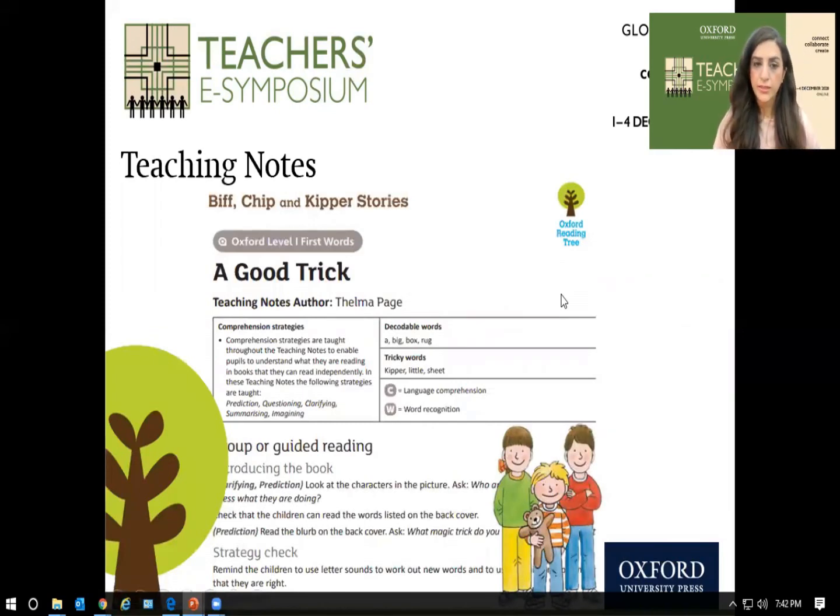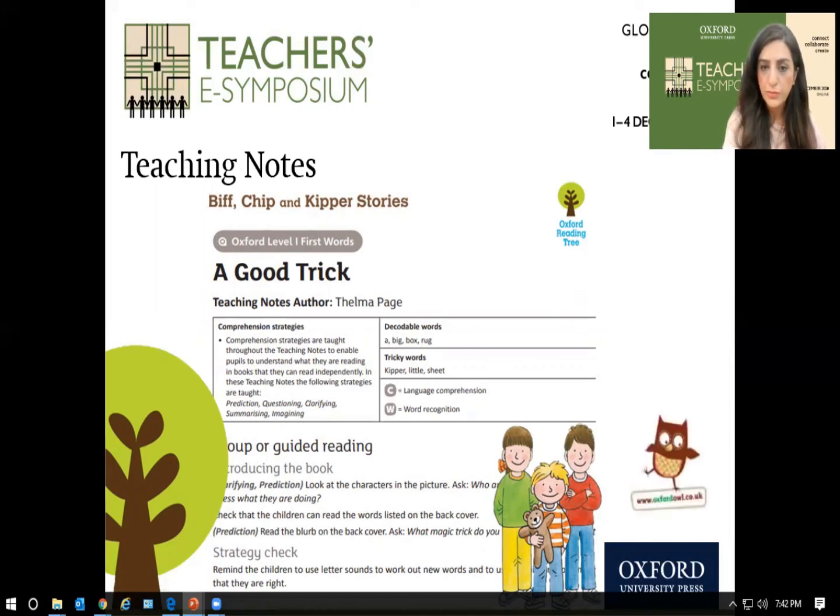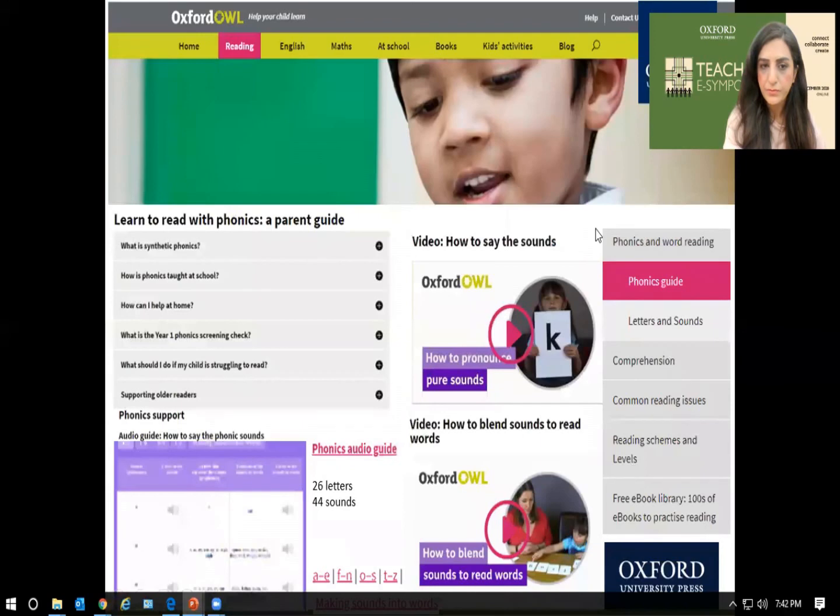If you're looking at developing comprehension and teaching decodable words, there are some excellent teaching notes available on Oxford OWL for Biff, Chip, and Kipper stories, as are for decodable readers as well. So there's explicit guidance on how to use them in the classroom if you need more help with that.